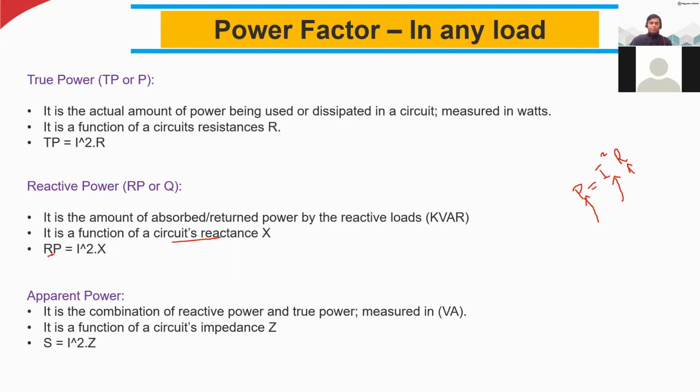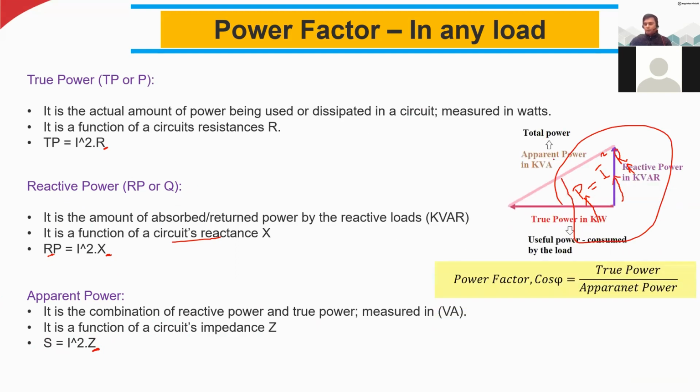I square times X. Apparent power means it's the combination of reactive power and true power. So we are adding these two, then we can get the true power and reactive, apparent power. It's a function of the circuit's impedance Z. So now you can see here, true power is in terms of resistance, reactive power is in terms of reactance. Here apparent power is in terms of impedance. They are all different actually. So here the power is S is equal to I square Z. So everything is following this basic formula.